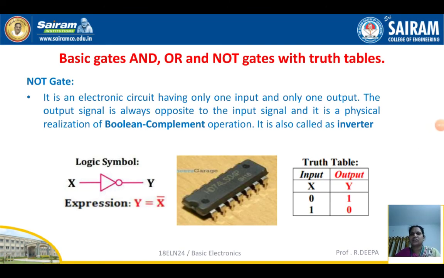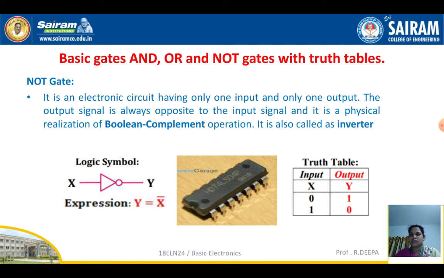So next, we are going to see what the basic gates are. As you know, the basic gates are AND, OR and NOT gates. So what is a NOT gate? A gate is nothing but an electronic circuit. A NOT gate has only one input and one output. The output signal is always opposite to the input signal. That is, if input is equal to 0, output will be 1. If input is 1, output is going to be 0. And it is also called an inverter.